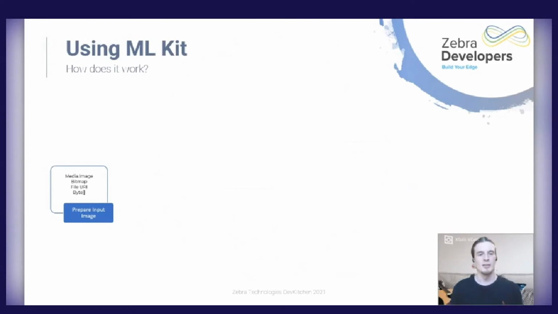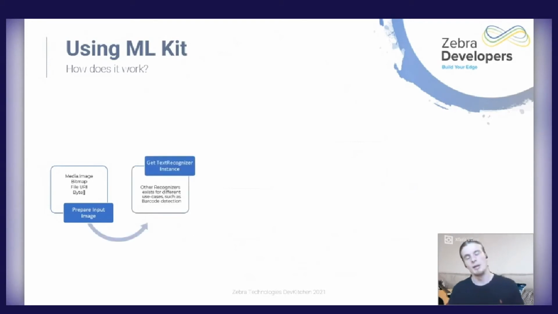So the first thing you need to do is prepare an input image. An input image is just a class from MLKit. This input image takes a base form of media, or I should say a parameter. It takes 4 different parameters depending on your use case. You can use the media.image, a bitmap, a file URI if you are loading it from the file system, or a byte buffer or a byte array. So you pass through that core content, let's just say a bitmap, for example, and you create an input image.